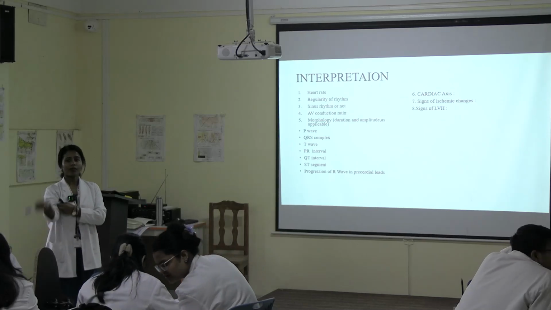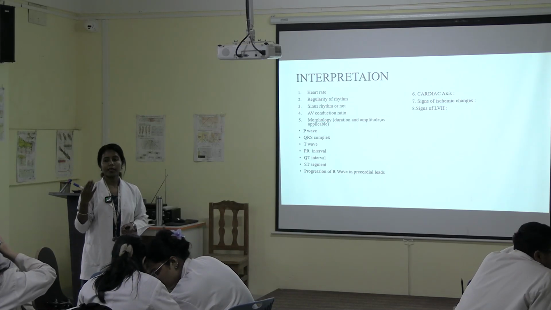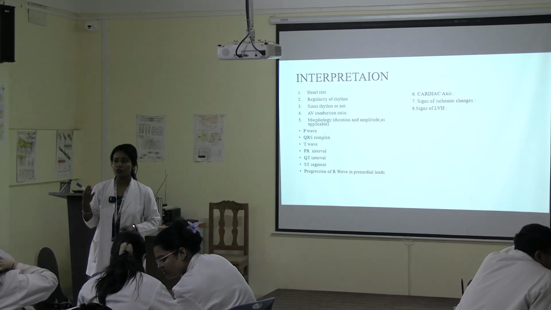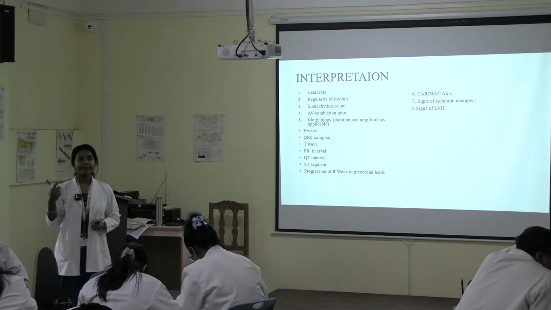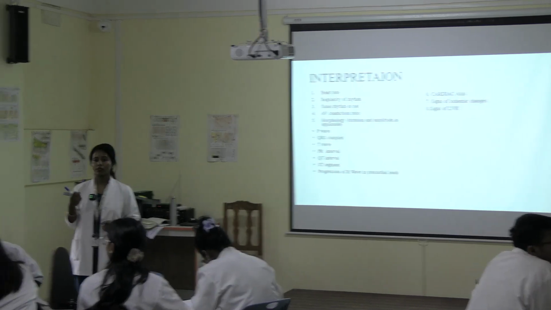So, how is the R wave in V1 and V2? Is it positive or negative? Positive. So, normally it should be positive in V1, V2. Then V3 and V4. R wave.